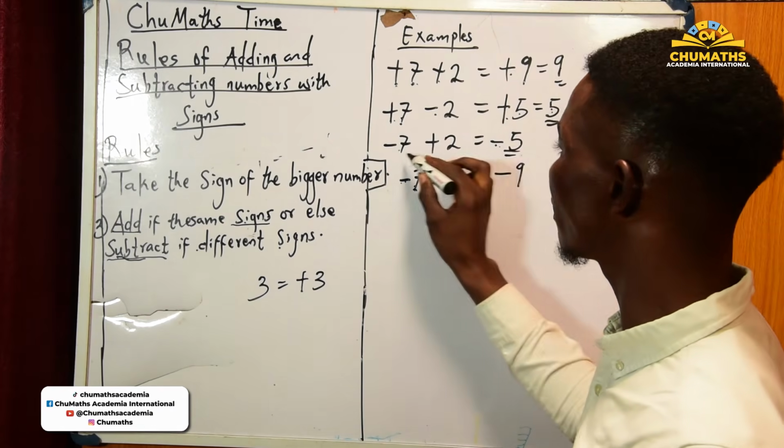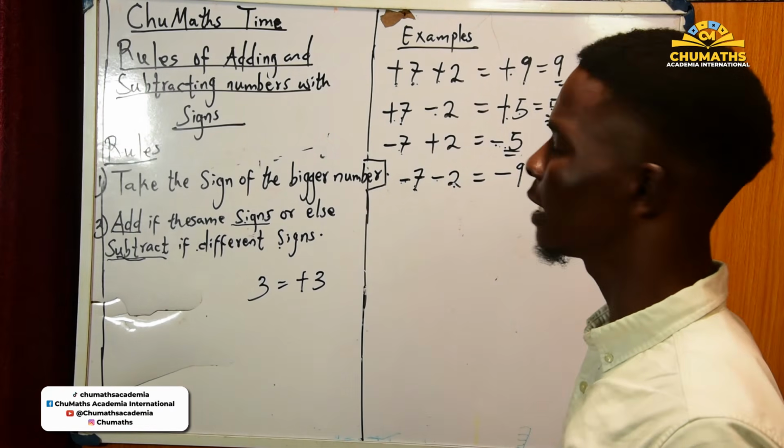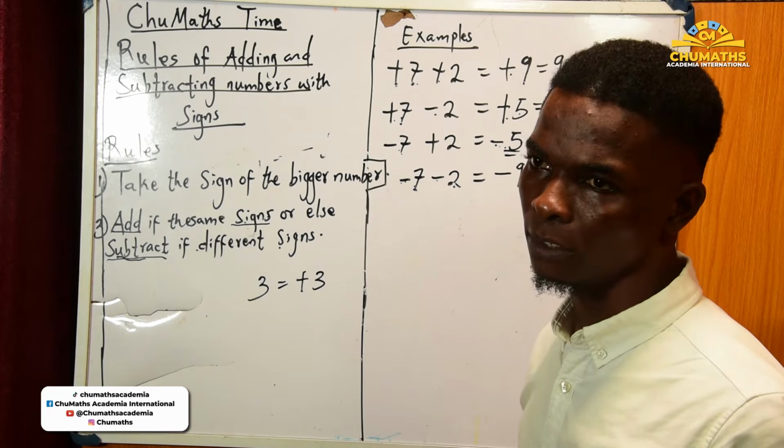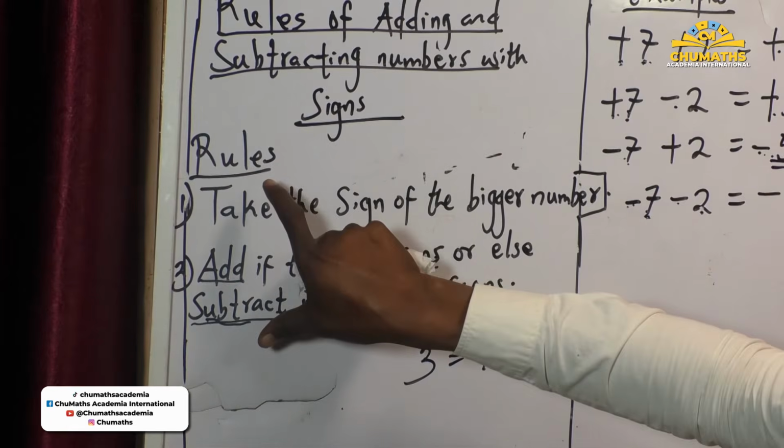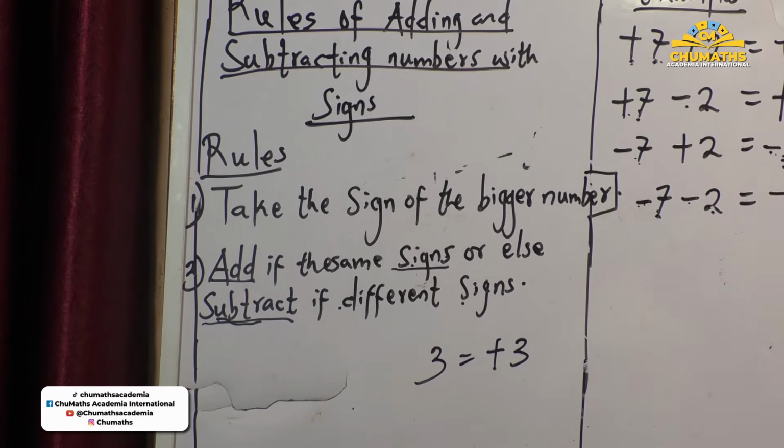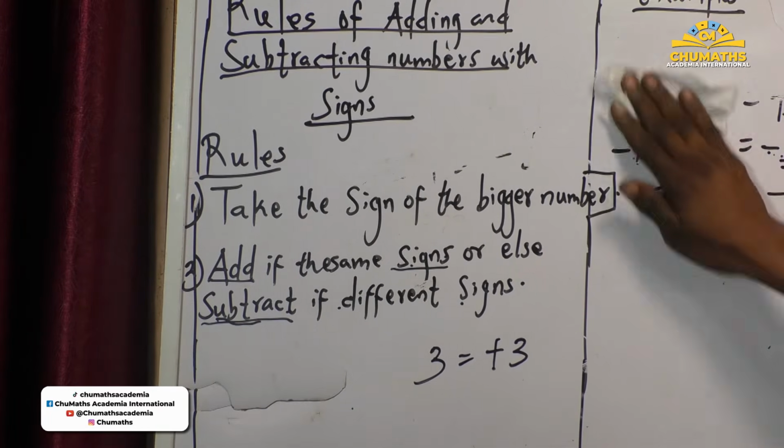This one, the answer is plus 5. This one, the answer is minus 5. And this one, the answer is minus 9. So I hope you understand what I am saying. Just follow these two rules and you get your answer. So let's look at some other one.